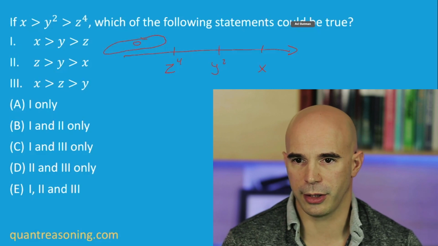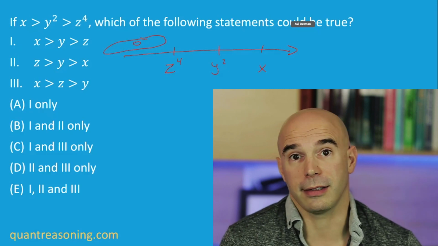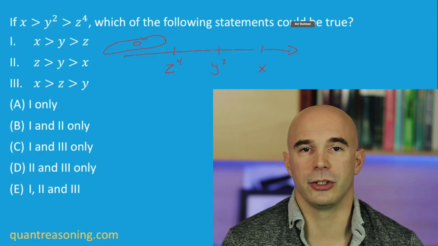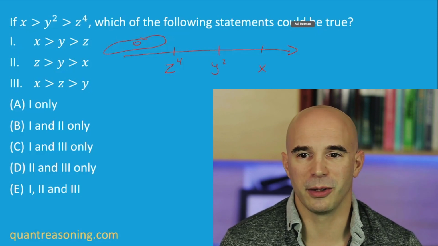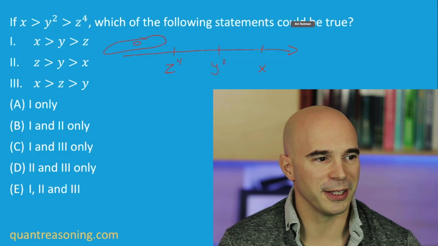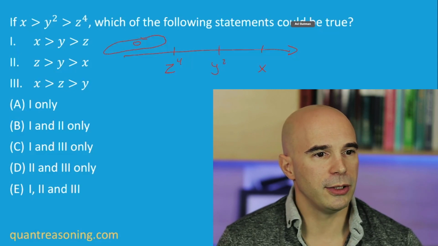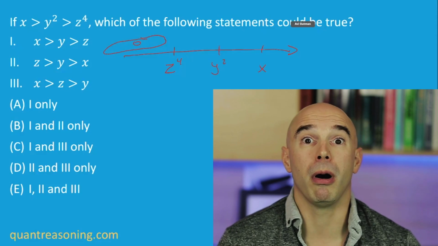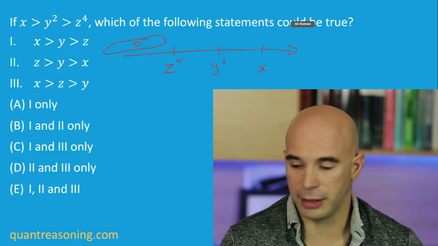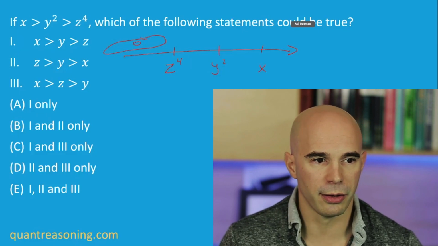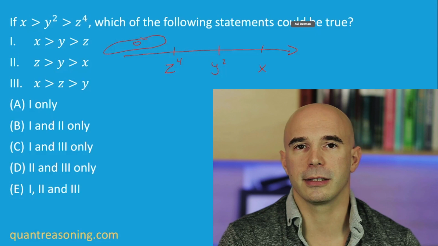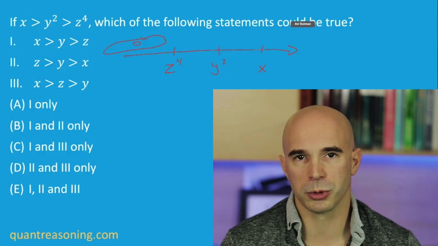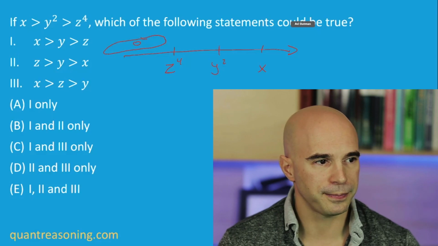So 0 is somewhere there to the left or at, right? It could be that z is 0. And if you're American, I apologize, I mean z to the power of 4, or z for the rest of you. The question is asking me to check whether each of these Roman numerals is possible. Given what we know about the relative positions of x, y squared, and z to the power of 4, is it possible that each of these Roman numerals is true?